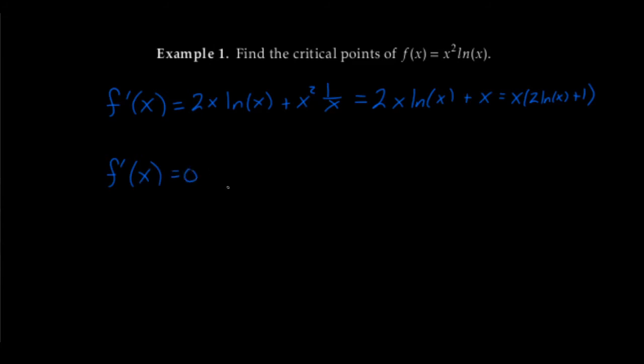So f prime of x is equal to 0. Well, that's equivalent to saying x times 2 natural log of x plus 1 is equal to 0. So be careful here. At first, this might seem to say that x could be 0, i.e., if you plug in x, it looks like this will be 0. Except for the fact that natural log of x is not defined when x is equal to 0. So this tells us that the derivative is not defined when x is 0.